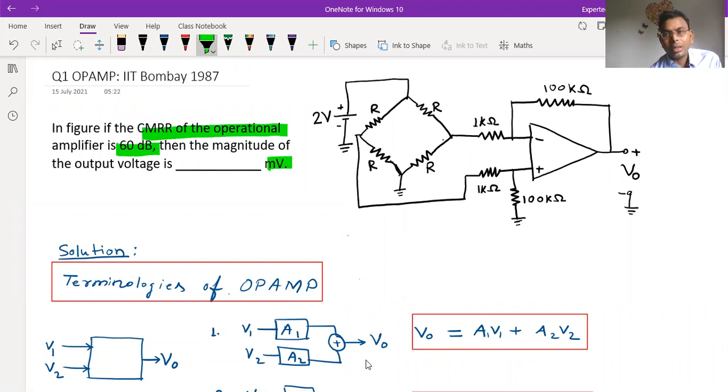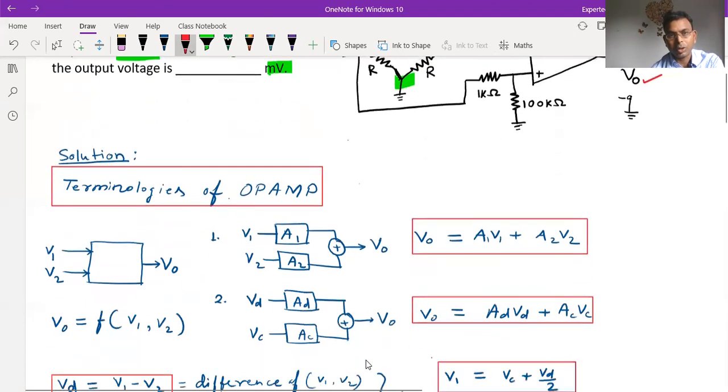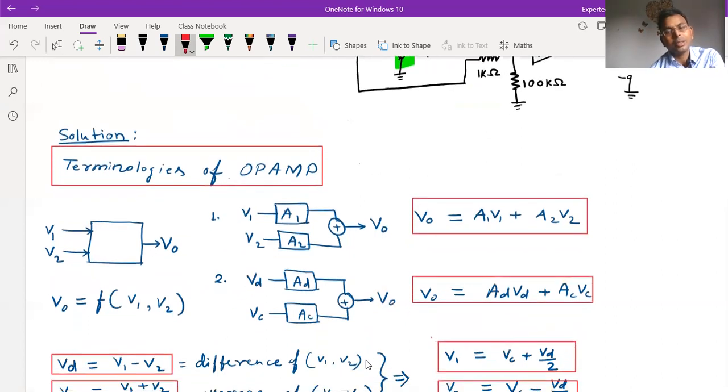So here the circuit is given. This is the bridge circuit. In the bridge circuit, one input of the op-amp is connected to this point and another input is connected to this point, and all the resistance values are given, and it is being asked what is the value of the output in millivolt. So, solution: first we will see some of the terminology of op-amp.